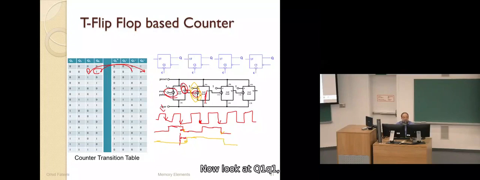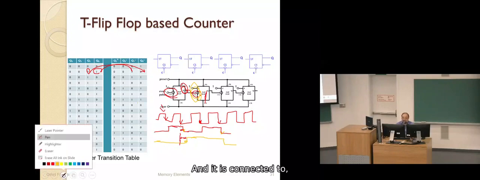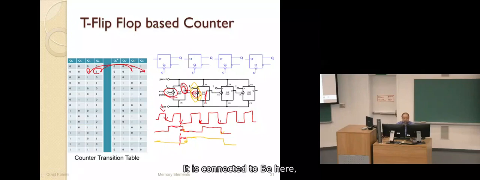Now look at Q1. Q1 became 0 from 1, and it is connected, let me put blue here, so it is connected to the clock of Q2. Now we have a falling edge here in the clock of Q2. So it toggles Q2. Q2 was 0 up to now. At this time, it becomes 1.